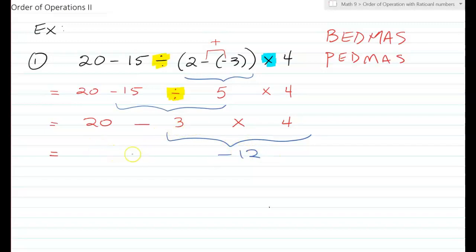And 20 comes down. So basically what you're doing is dealing with 20 minus 12. So if I bring it together, make it a little bit more compact, here it is, 20 minus 12, and the final answer is 8. Okay, so systematically, one step at a time, don't rush.